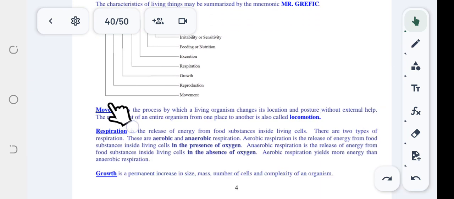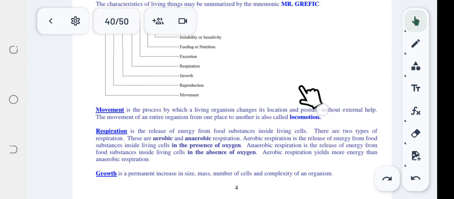Movement is the ability to change position, or in other words, the process by which a living organism changes its location and posture without external help. If there is external help, like a vehicle with an engine, we are not going to classify it as a living organism. The movement of an entire organism from one place to another is also called locomotion.